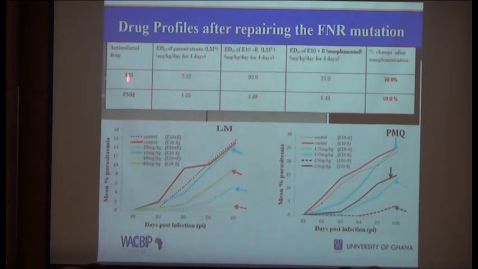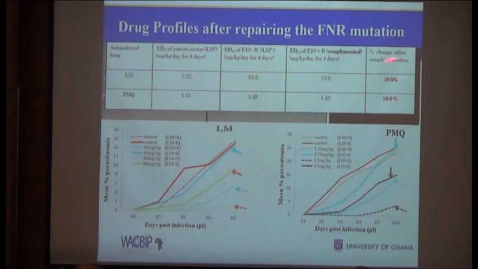If you can see, against lumefantrine, the initial one, when I cloned the parasite, of course I would expect the resistance level to go down, but it's still within the threshold of being resistant. The effect of repairing, which is this E10 plus R, we had a 27 point ED90, or we call it IC90, the dosage that kills 90% of the parasite. The effect of reversing or repairing the mutation was 70.9%. Against piperaquine, which I've shown is cross resistance, we had 59%.